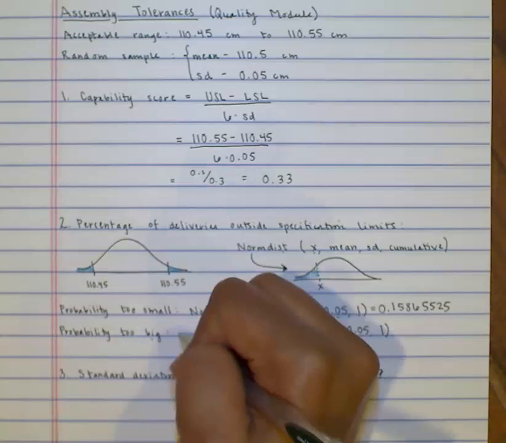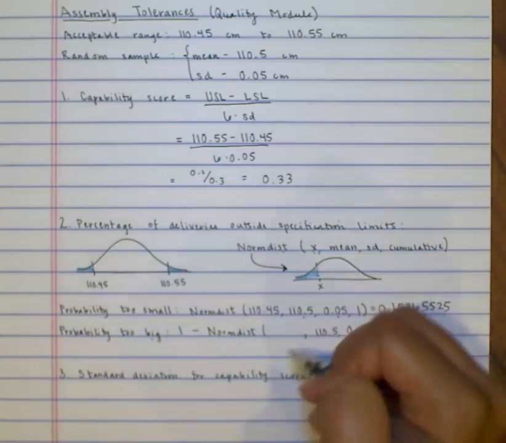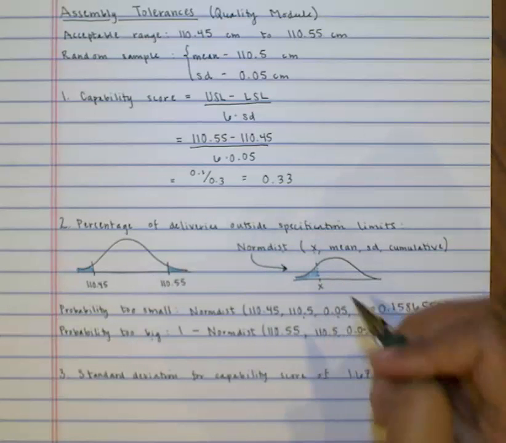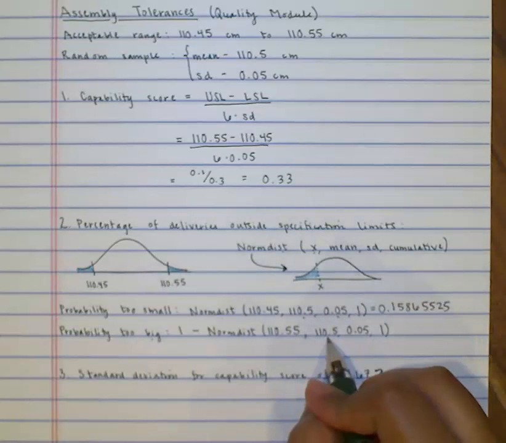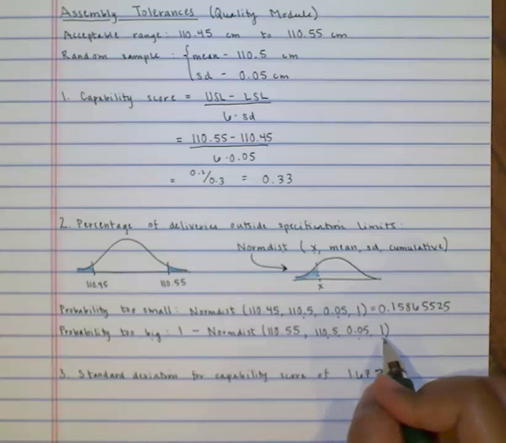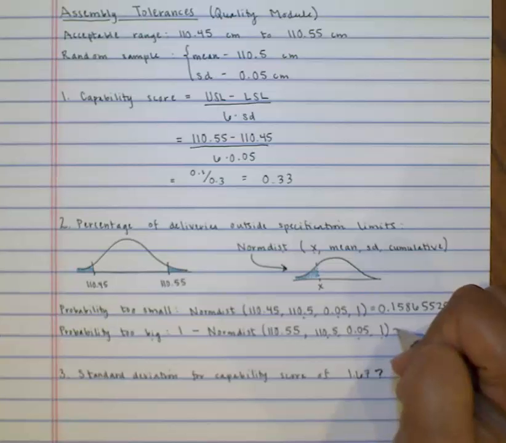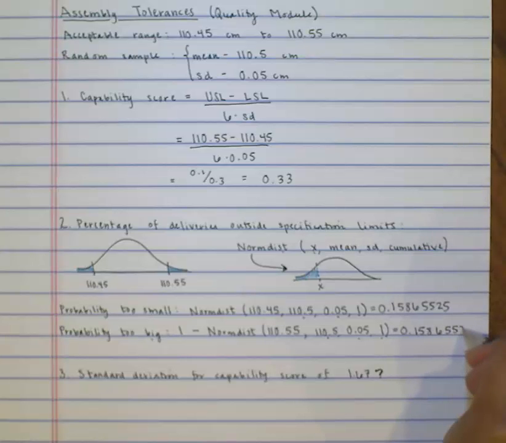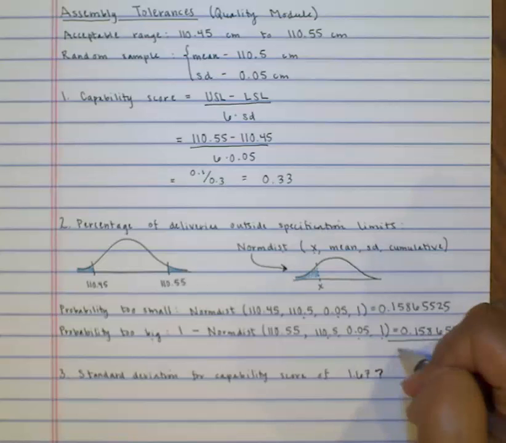To find the probability that the part is too large, which is the area to the right of 110.55, we use the formula 1 minus normDist 110.55 now for x, and again 110.5 for the mean, 0.05 for the standard deviation, and 1 to indicate that we want the cumulative distribution. Again, we get 0.15865525.